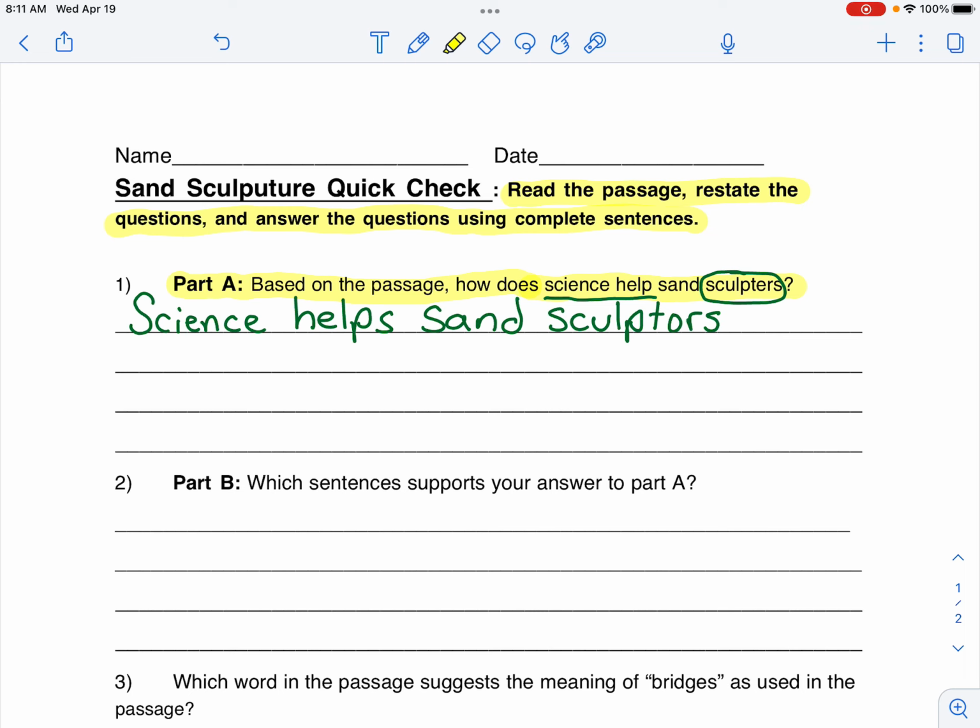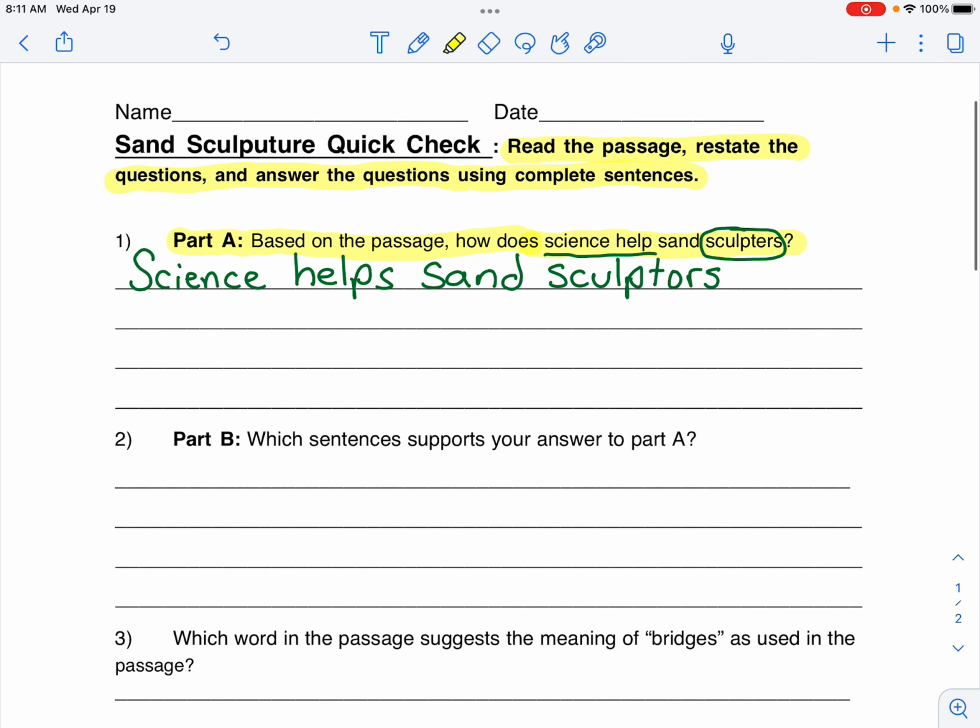Okay, boys and girls, welcome back. Let's look at part B. And we know that once we put an answer on part A, we always have to prove it or support it using part B. So let's see what it says. Which sentences support your answer to part A? So when you found your answer to part A, which sentences in the text helped really prove it and support it? Those are the sentences you're going to write for number 2.